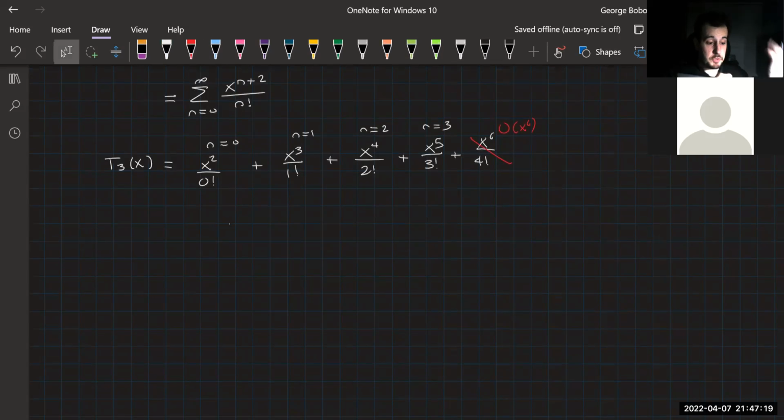Okay, so that's our answer. We put all these 4 terms there up to x to the 5th. And then we say that the smallest polynomial power that restricts us is x to the 6th. And that's it.